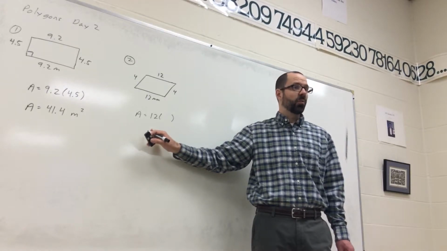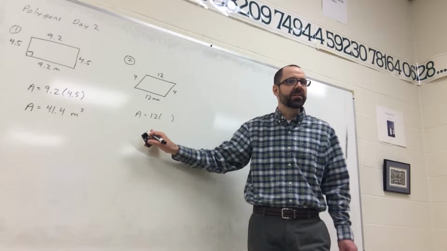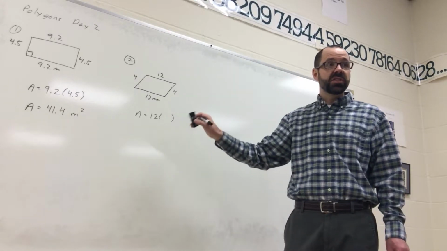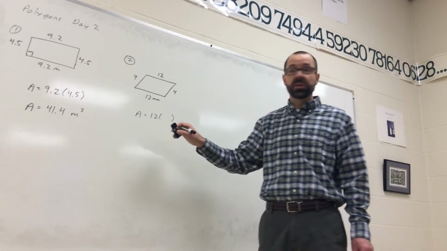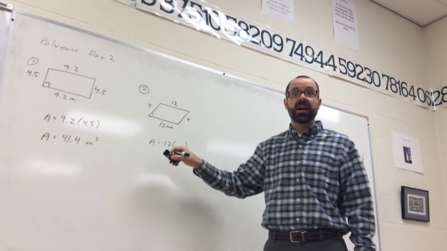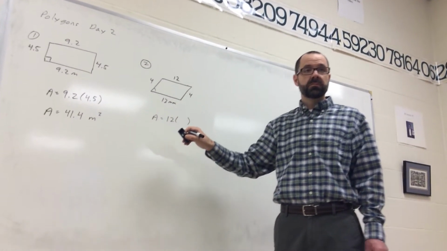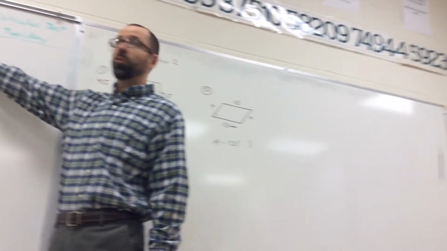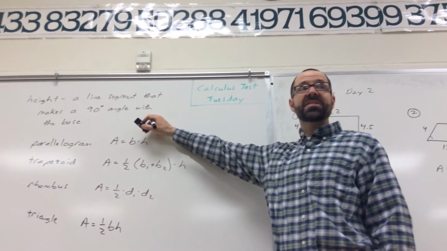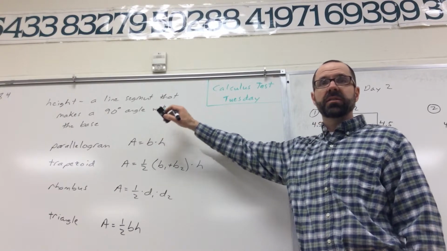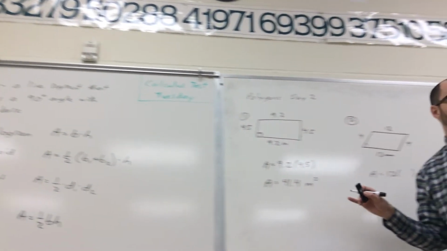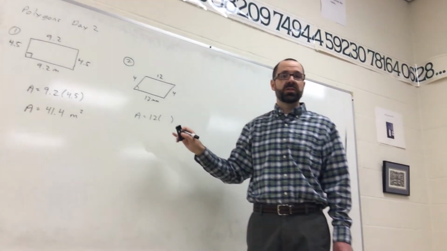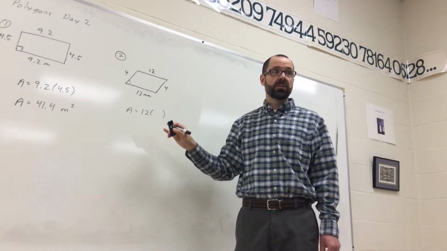No is the correct answer. Why is 4 not the height? Yeah. Because it is not making a 90-degree angle with the base. You see this angle here? It's not 90. So you have to be careful. By definition, and if the formula is going to work, the height has to make a 90-degree angle with the base. So taking 12 times 4 here to find the area would not work.